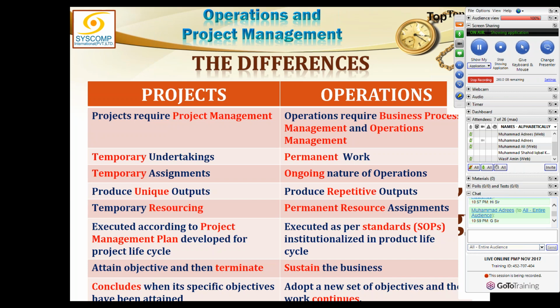Projects are executed according to the project management plan, whereas operations are done according to standard operating procedures. Projects attain their objective and they are finished, they terminate, whereas operations do not terminate. They are rather there to sustain the business. They provide the oxygen to the organization or the business. Projects conclude when their specific objectives have been met, whereas operations adopt the output of the projects, a new set of objectives, and they keep working continuously forever. So operations will keep improving through the changes projects are bringing, and operations will continue. Projects will finish.